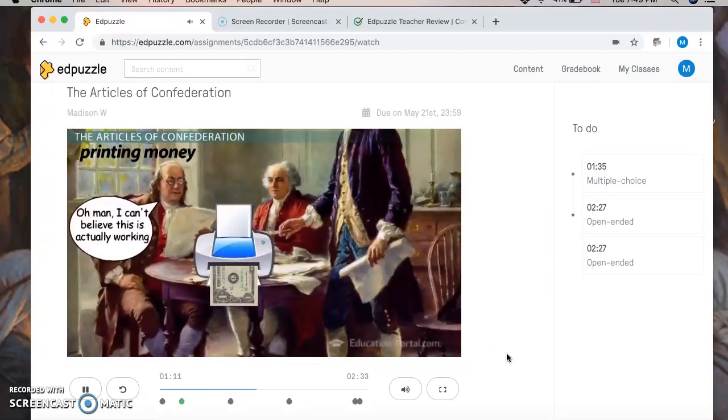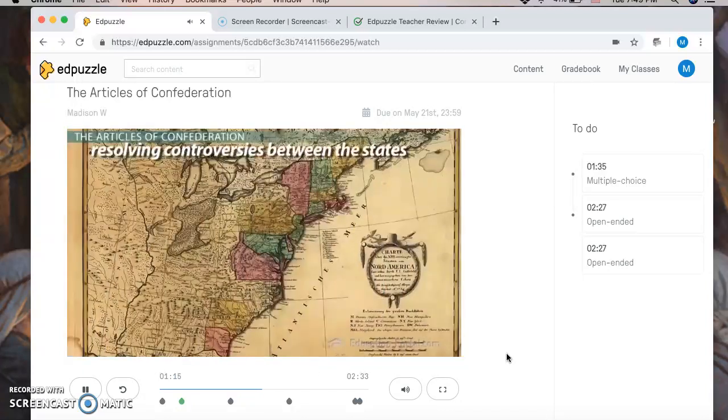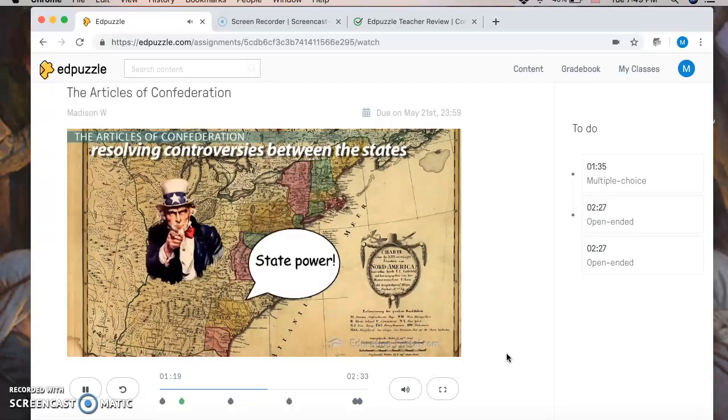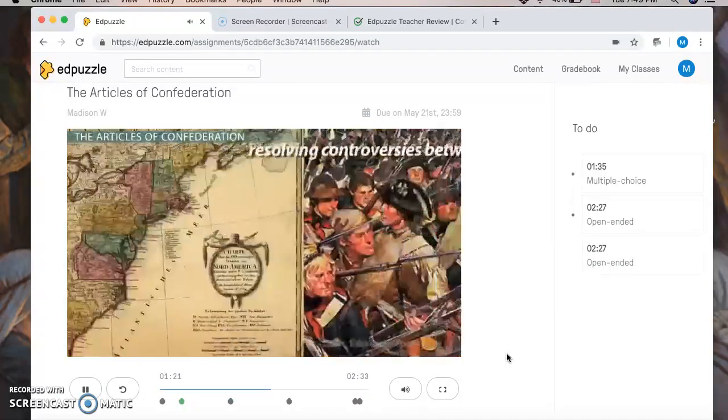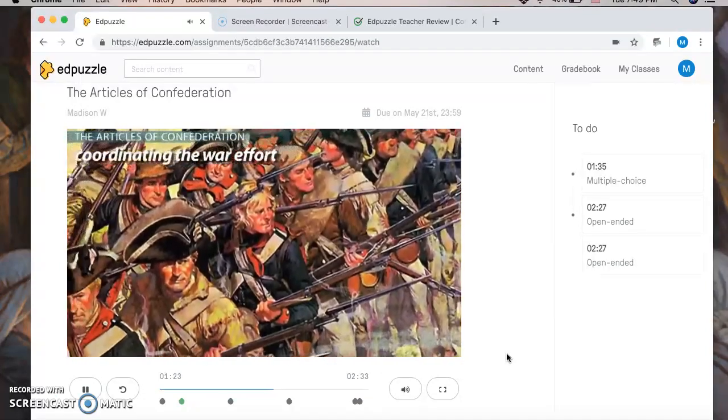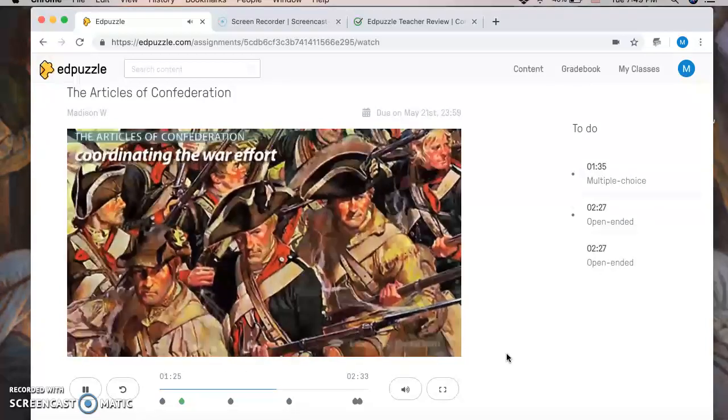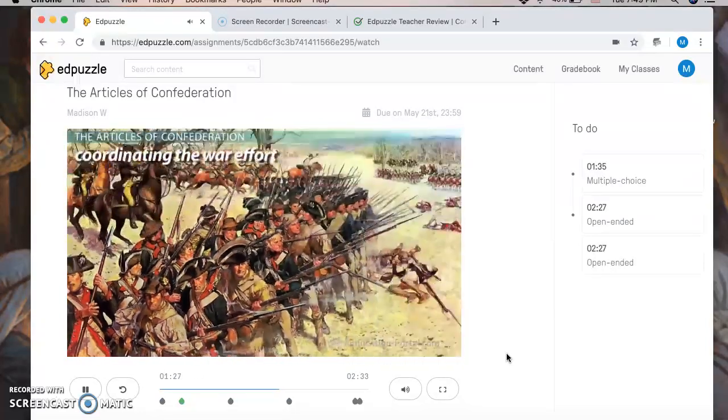printing money, resolving controversies between the states, and most importantly, coordinating the war effort. This included creation and maintenance of the Continental Army. The problem was, the central government was given this job, but was given no way to accomplish it.